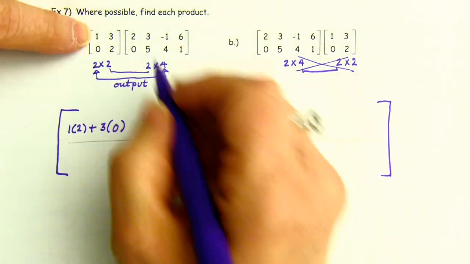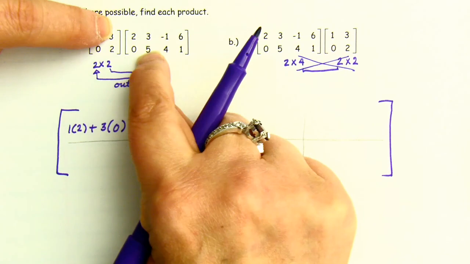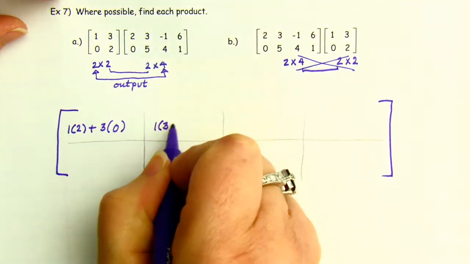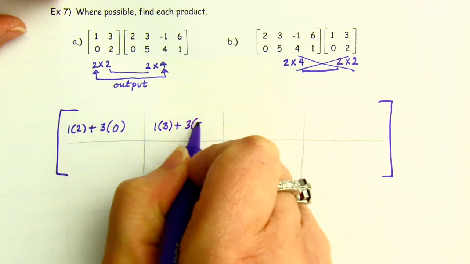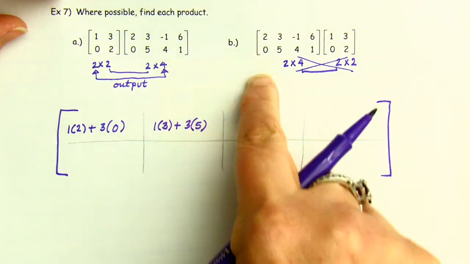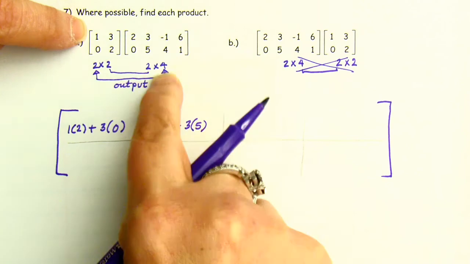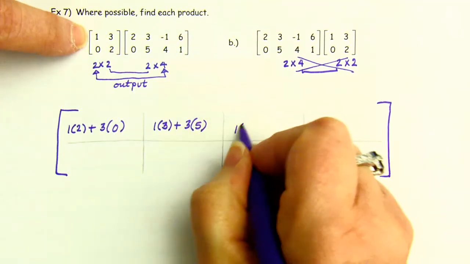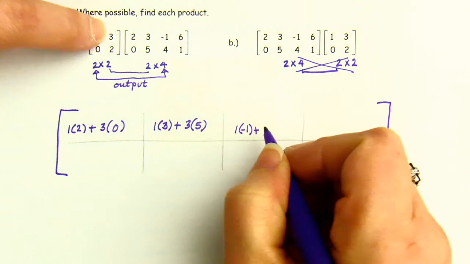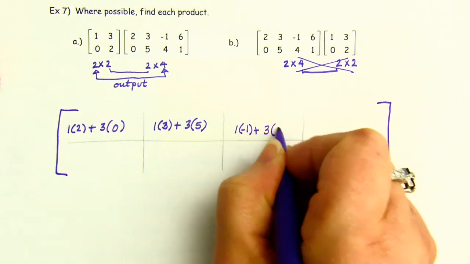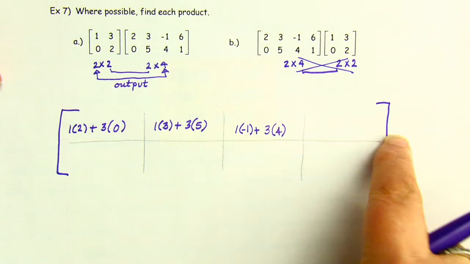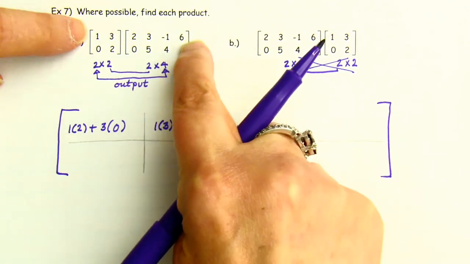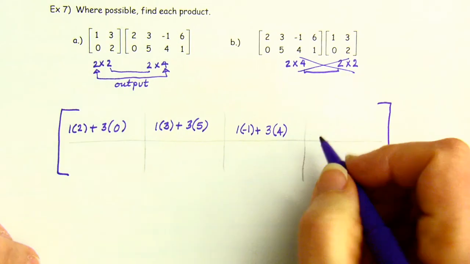Row 1 with column 2. First with the first, second with the second. 1 times 3, 3 times 5. 1 times 3 plus 3 times 5. Row 1, column 3. Row 1 with column 3. First with the first, second with the second. 1 times negative 1 plus 3 times 4. All right, row 1, column 4. Row 1 with column 4. First with the first, second with the second. 1 times 6, 3 times 1.